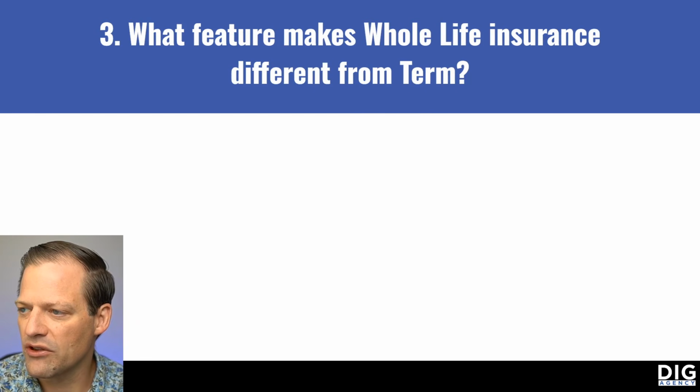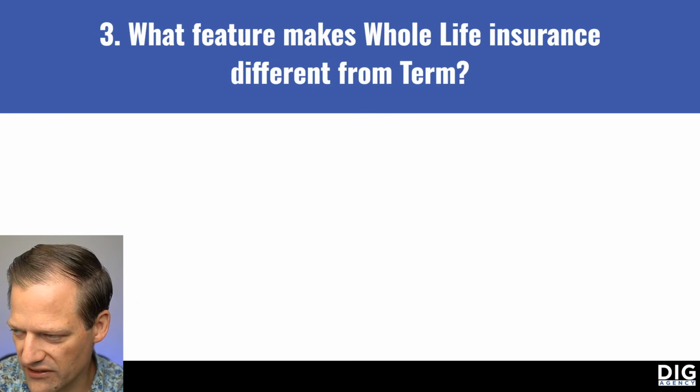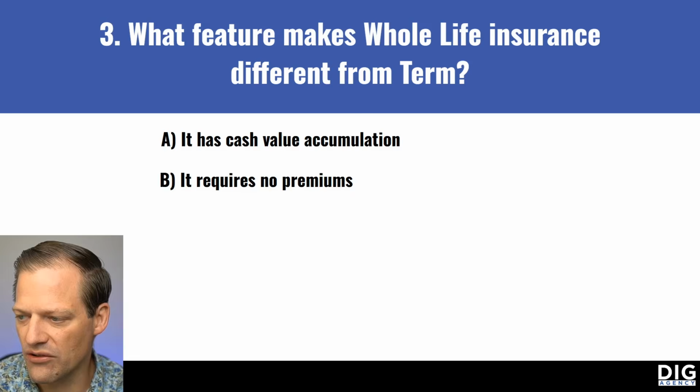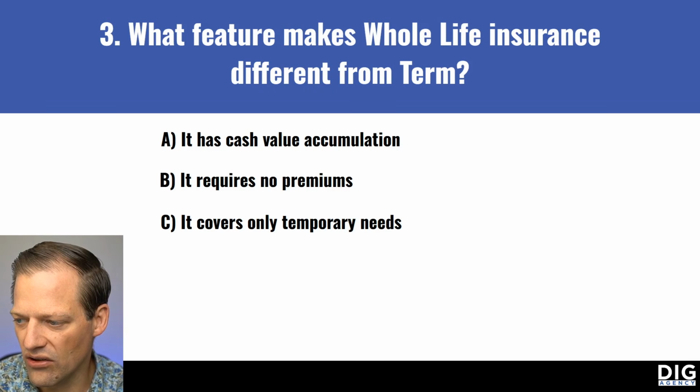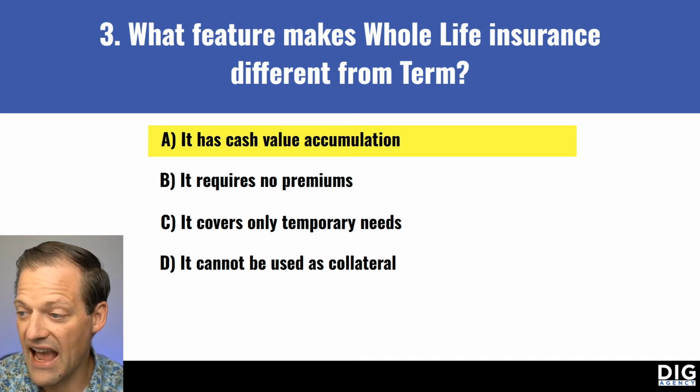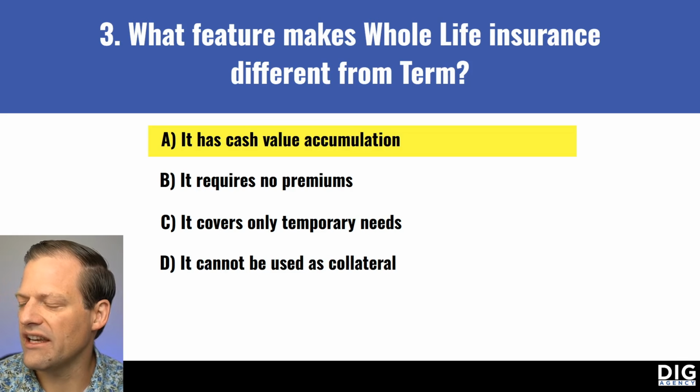Okay. Number three, what feature makes whole life insurance different from term? Is it A, it has cash value accumulation, B, it requires no premiums, C, it only covers temporary needs, or D, it cannot be used as collateral? The answer is A, it has cash value accumulation.